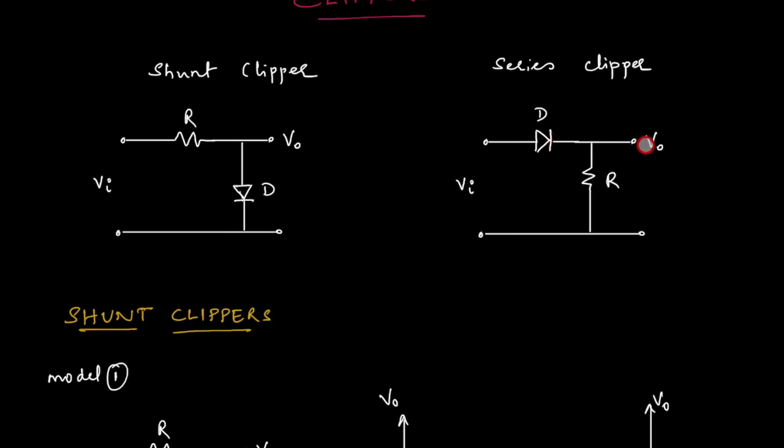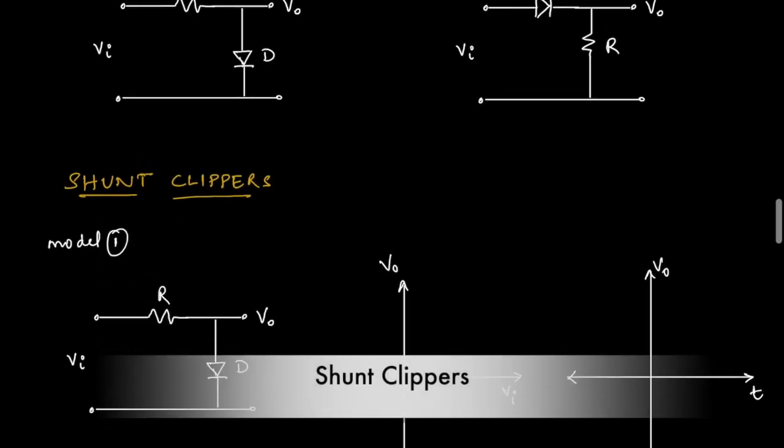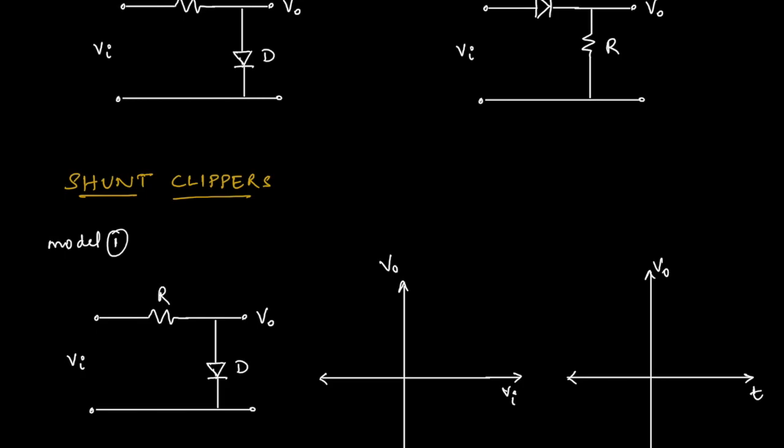So we shall first analyze shunt clippers. On the same basis, we'll also analyze series clippers. Before analyzing, we have some assumptions. The assumption is that whatever drop happens across the R and D is neglected, just for understanding purposes. Later, when we deal with the numericals, we'll consider those.